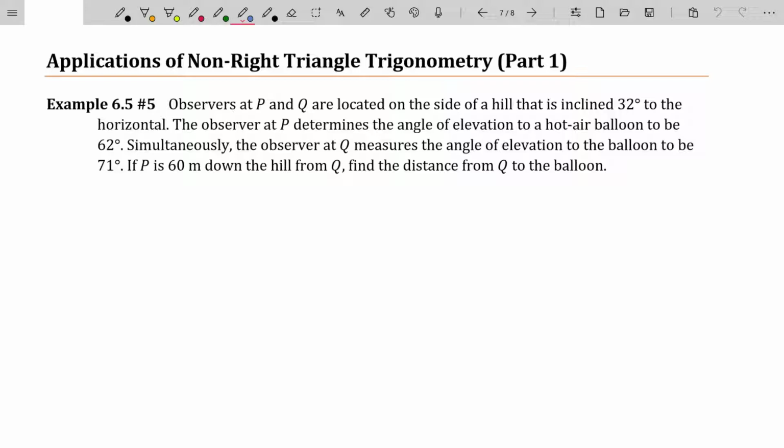And this is listed as part 1 because we're going to only use the law of sines here. The second part, we will have the law of cosines at our disposal. But for right now, law of sines is all we need.